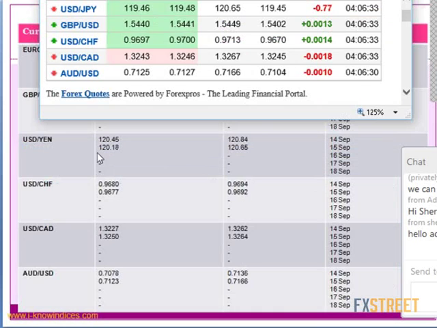In the case of yen, 120.18 was the initial low. They just breached the initial low, came down to 119.45 and are still staying below 120.18.